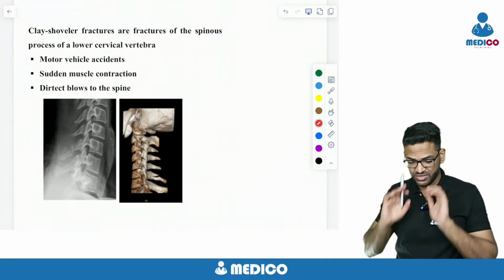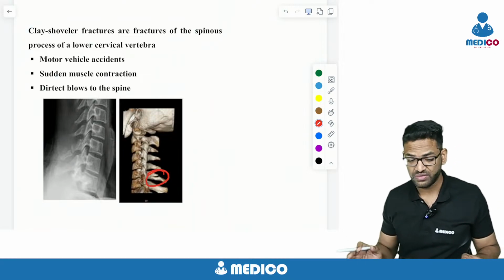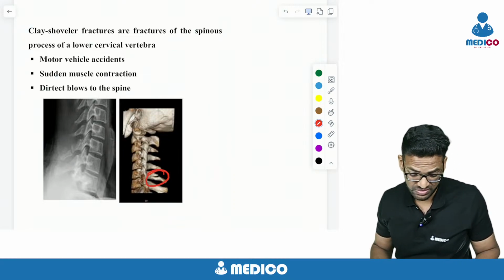Clay-shoveler's fracture, nothing much. I just want you to remember that it is this. It's a lower cervical vertebra, spinous process fracture. Okay, that's it.